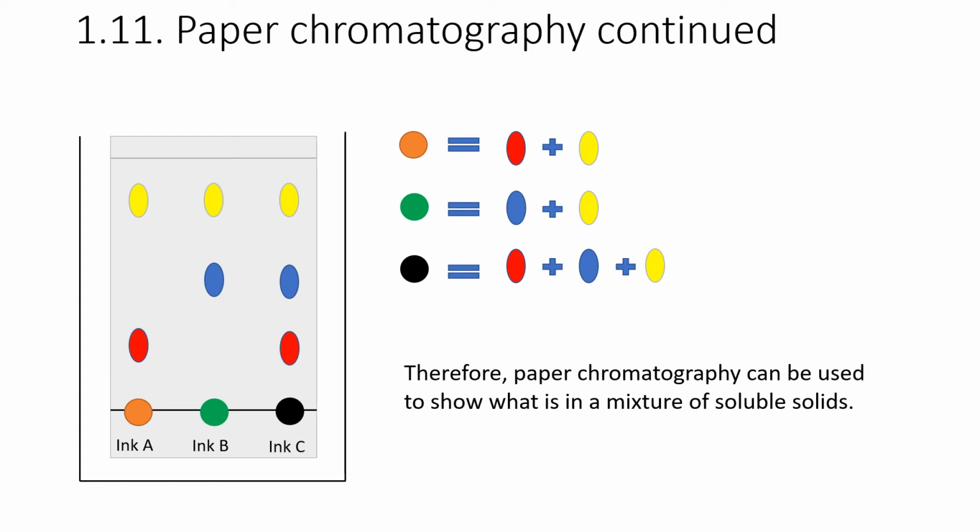So, for example, the fact that these 3 yellow dyes are all in a row, they've all moved the same distance during the experiment, means that they are in fact the same yellow dye. Likewise, the blue dye and the red dye, having both moved the same distances, are also the same dyes. We therefore know that ink C contains the red dye from ink A, the blue dye from ink B, and the yellow dye from ink A. This is very important and is used in forensic science.